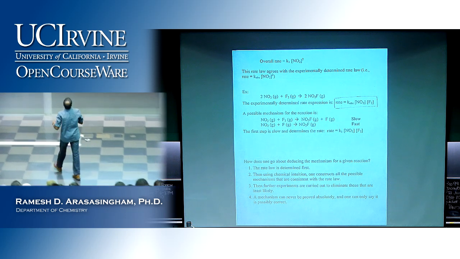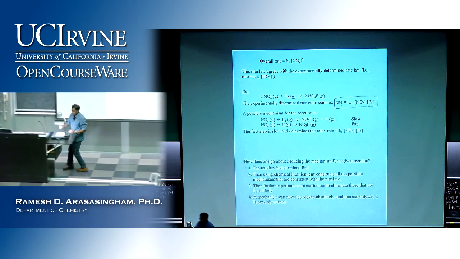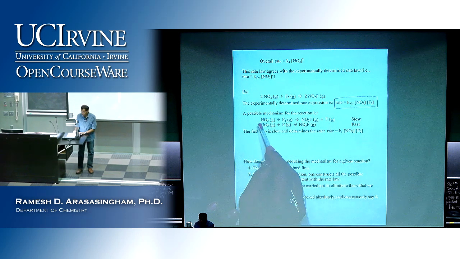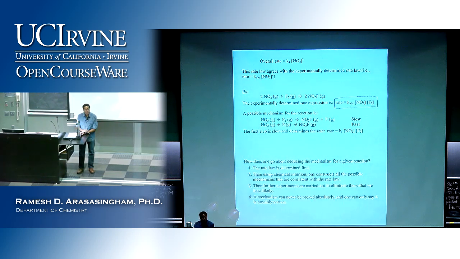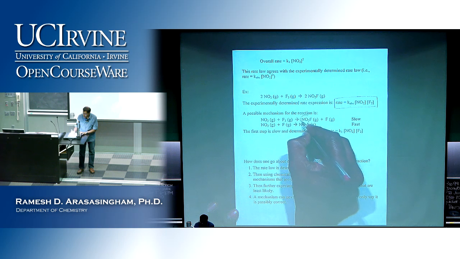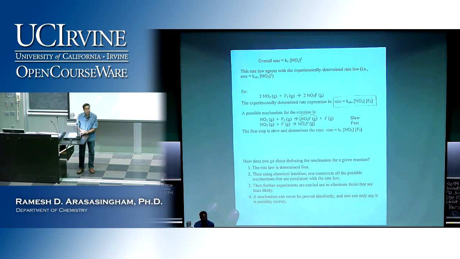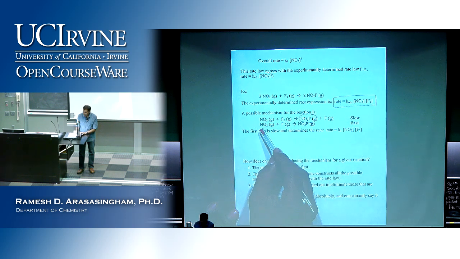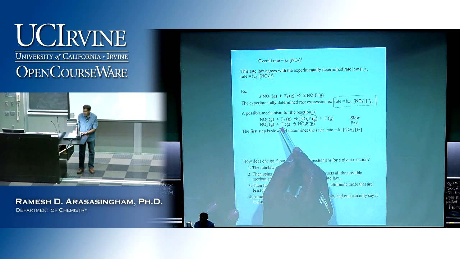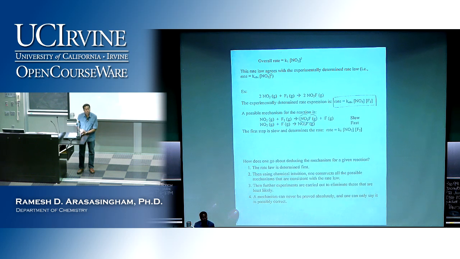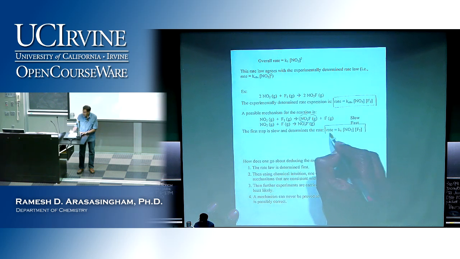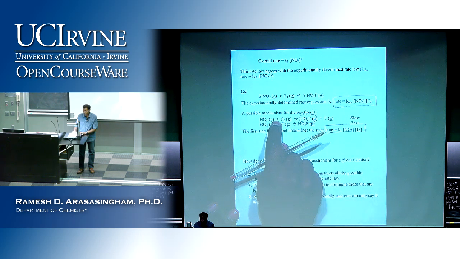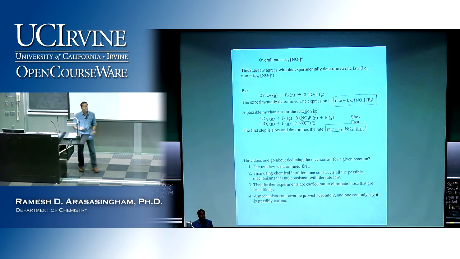All right? And so here is a possible mechanism where you have NO2 colliding with F2 to produce an intermediate NO2F and F. All right? And this will be the slowest step. Got it? The next step would be another molecule of NO2 colliding with F to give you NO2F, which is the product. All right? And so the first step is slow and determines the rate. And so you can see now the mechanism that I came up with is consistent with what I have observed experimentally.